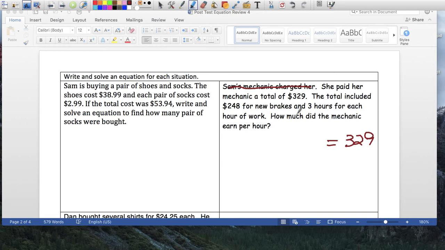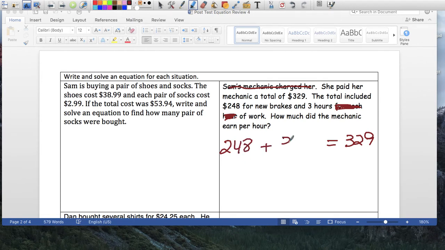That's what she said. How much did the mechanic earn per hour? So again, I made a mess out of this question. So if you erase this, brakes cost $248. That we know.